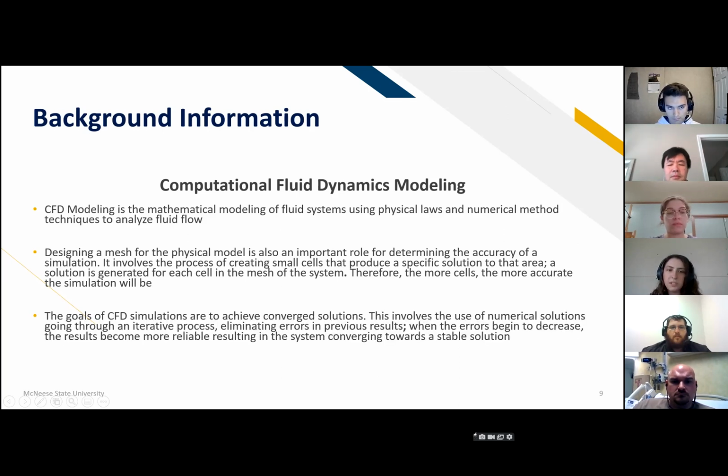So the goal of CFD simulations is to achieve a converged solution. This involves the use of numerical solutions going through an iterative process, which eliminates the errors from previous results. When the errors begin to decrease, the result is a system converging towards a stable solution.